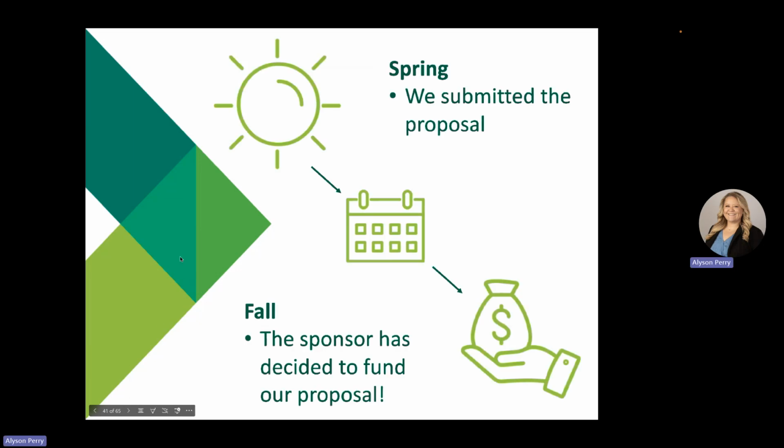So we have just submitted our proposal, and as most of us know, it does not normally happen overnight that we're getting a response. So say we submit it in the spring and then fall comes around and the sponsor has decided to fund our proposal. There are a few different things that could happen. So if you and your team are the one to receive the award notice, there is an action item on that left-hand column that says Send Grant Status Update.